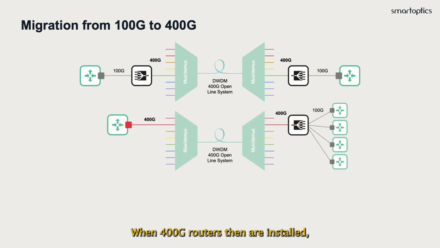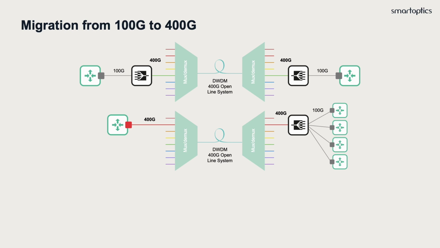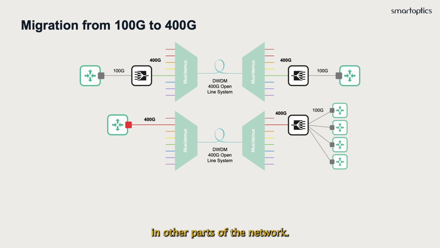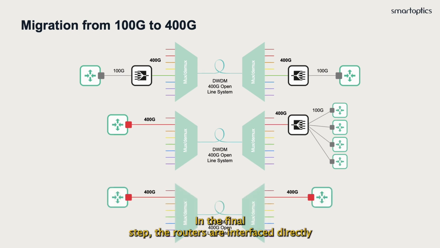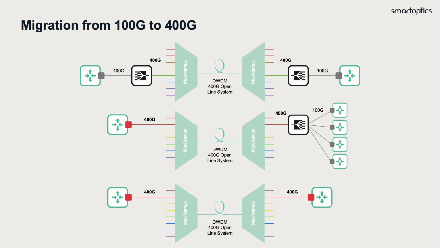When 400G routers then are installed, these can be directly connected to the DWDM line system using 400G transceivers with multi-lane capability. This enables the 400G router to interwork with the 100G routers in other parts of the network. In the final step, the routers are interfaced directly to the 400G open line system by pluggable 400G transceivers. The muxponders can be removed and reused at other sites with 100G capable routers.